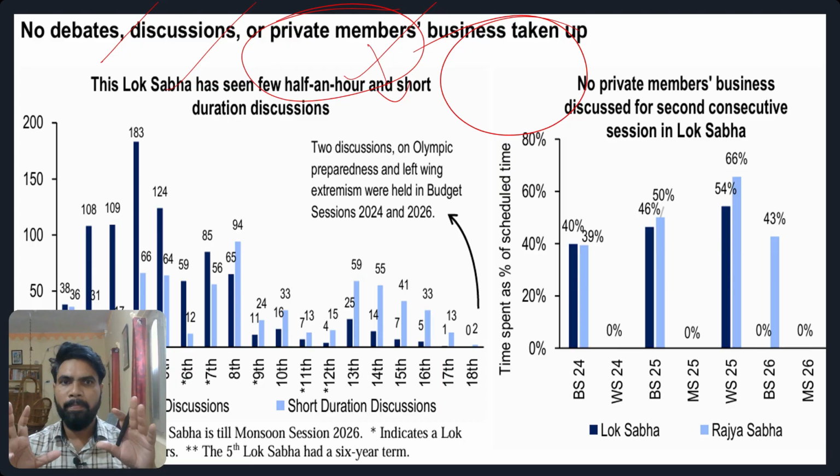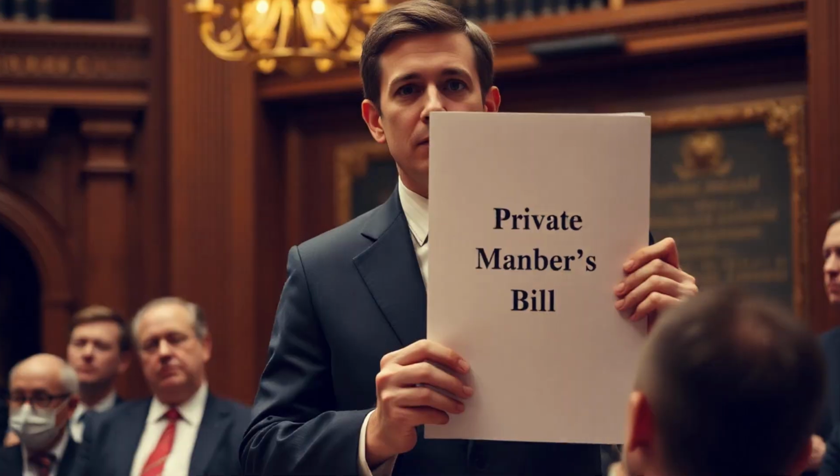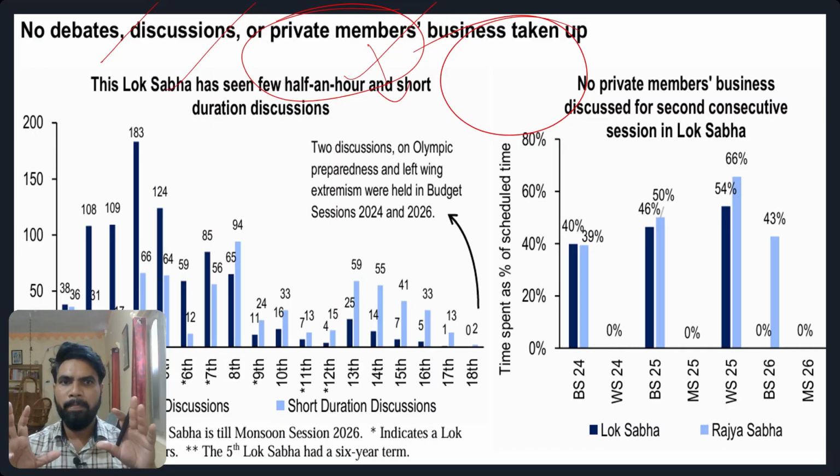In some cases, the private member will also introduce a bill, that is called a private members' bill. One Tiruchi Siva from Tamil Nadu introduced a private members' bill with respect to transgenders. If you go back to the 1950s, 60s, and 70s, some of the bills introduced by private members were taken up for discussion, debated, and passed by the houses. They have become acts. So that was the spirit at that time.